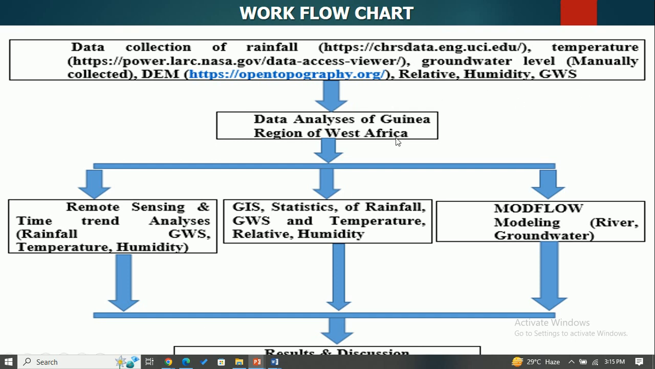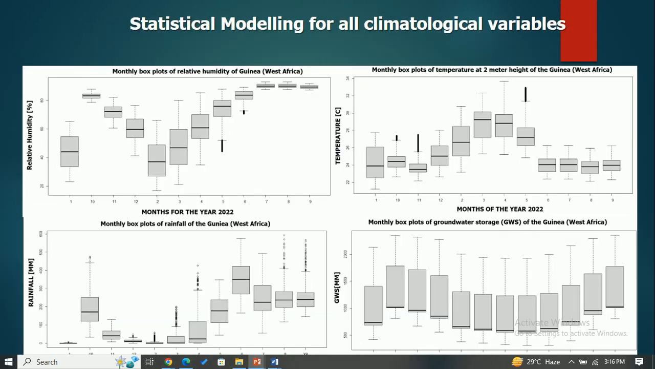After that, data analysis on the Guinea region: we will analyze the remote sensing data through GIS and statistics for these variables, and then we will do MODFLOW modeling on groundwater levels, and finally results and discussion. And these are the box plots.